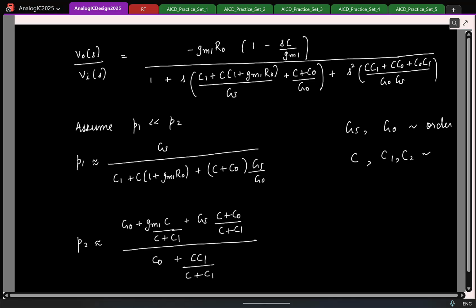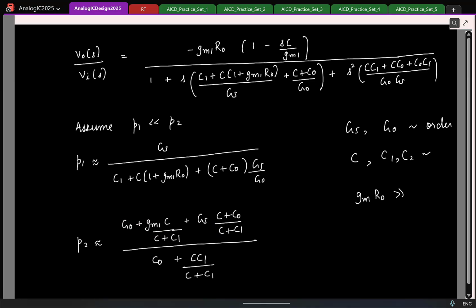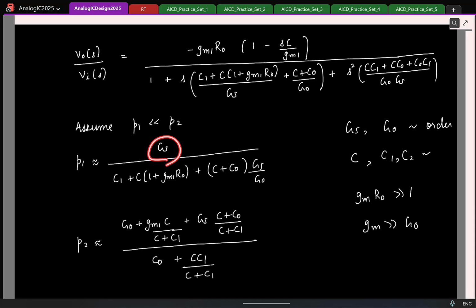Let's look at the numerator. For P1 I have a conductance. For P2 also I have conductances, but I also have a GM term. And remember, my GM times R0 is much greater than 1, or GM is much greater than G0. So which of the two numerators is greater? GM is much greater than G0 and GS, which means P2's numerator is greater. So I see that the denominator of this fellow is larger, the numerator of this fellow is larger. So what is at a lower frequency? P1 is much smaller than P2. Assumption is fine.